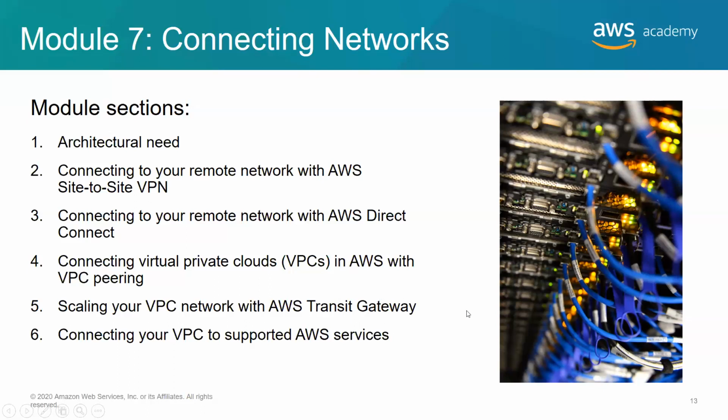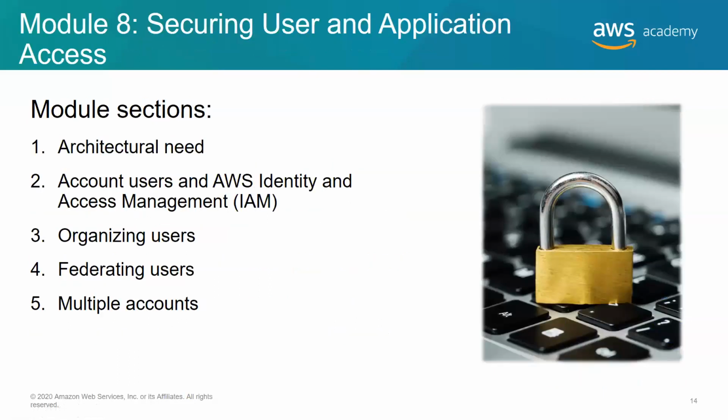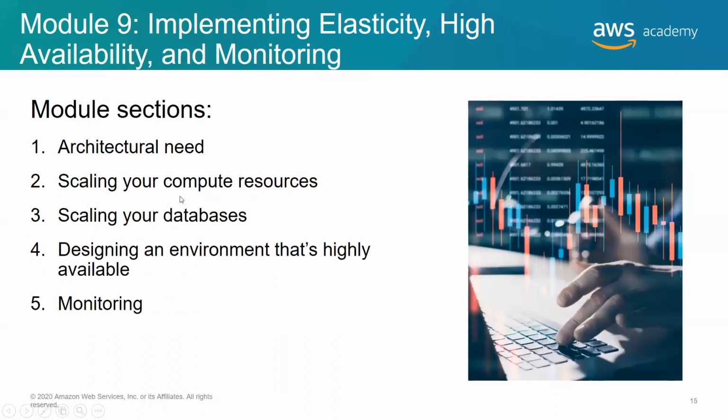And how do you connect with the customer gateway? All these things we're going to discuss here in scaling your VPC network. And finally, we're going to discuss connecting your VPC to supported AWS services. So these are what we're going to discuss in the 7th module. In the 8th module, as I told you, your organization users, your federation users, multiple accounts, root account. Yesterday itself, I told you how to create a root account. What is the use of root account? All these things we'll cover in module 8 and module 9.